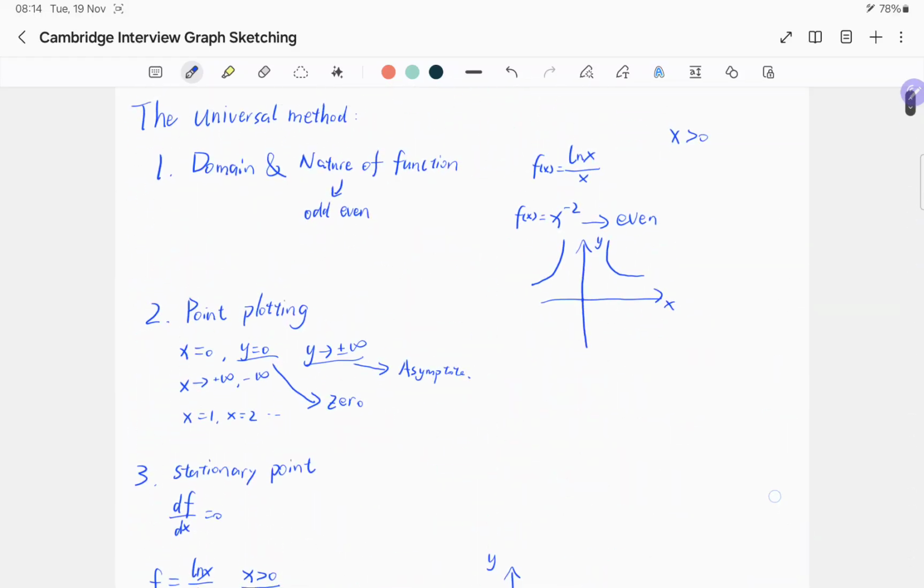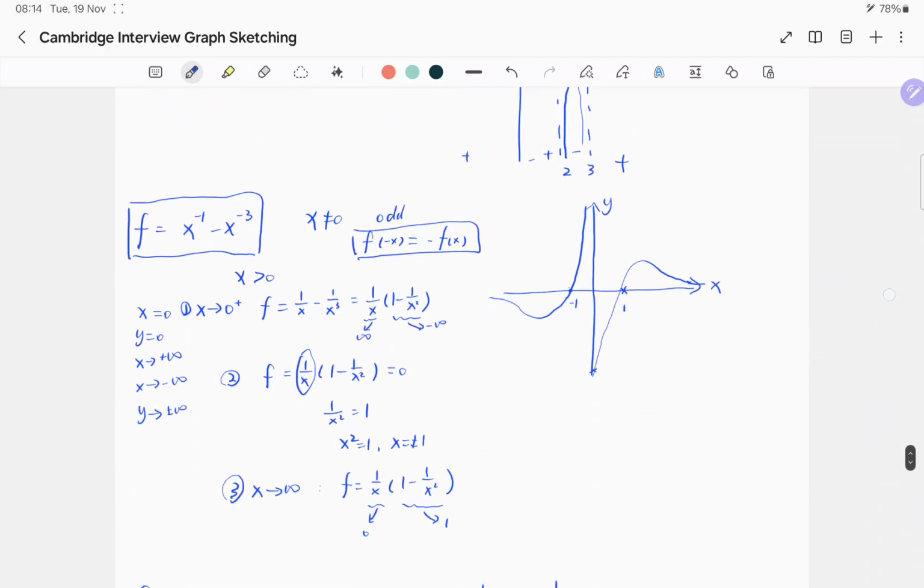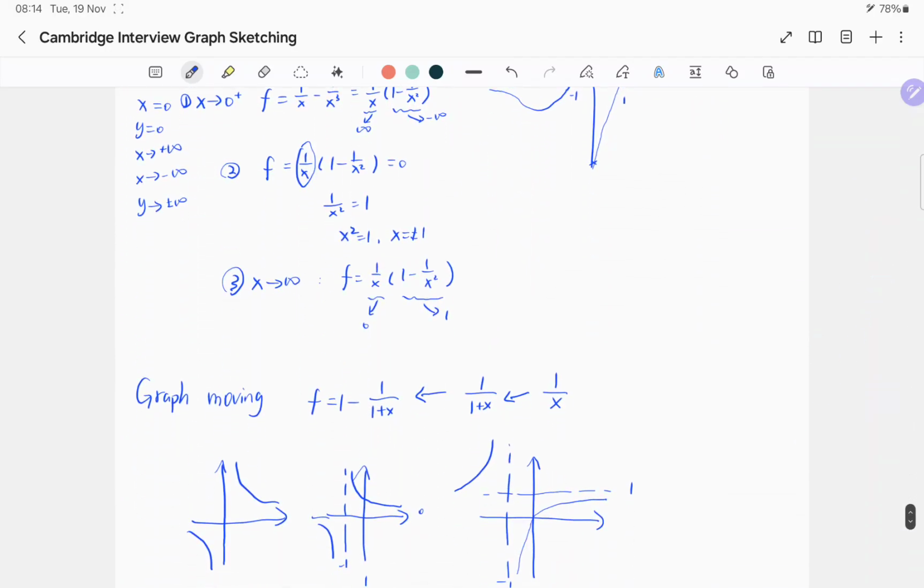These are the two methods of graph sketching. One is the universal method, the other is graph moving. Hope this will be useful for you, and thank you.